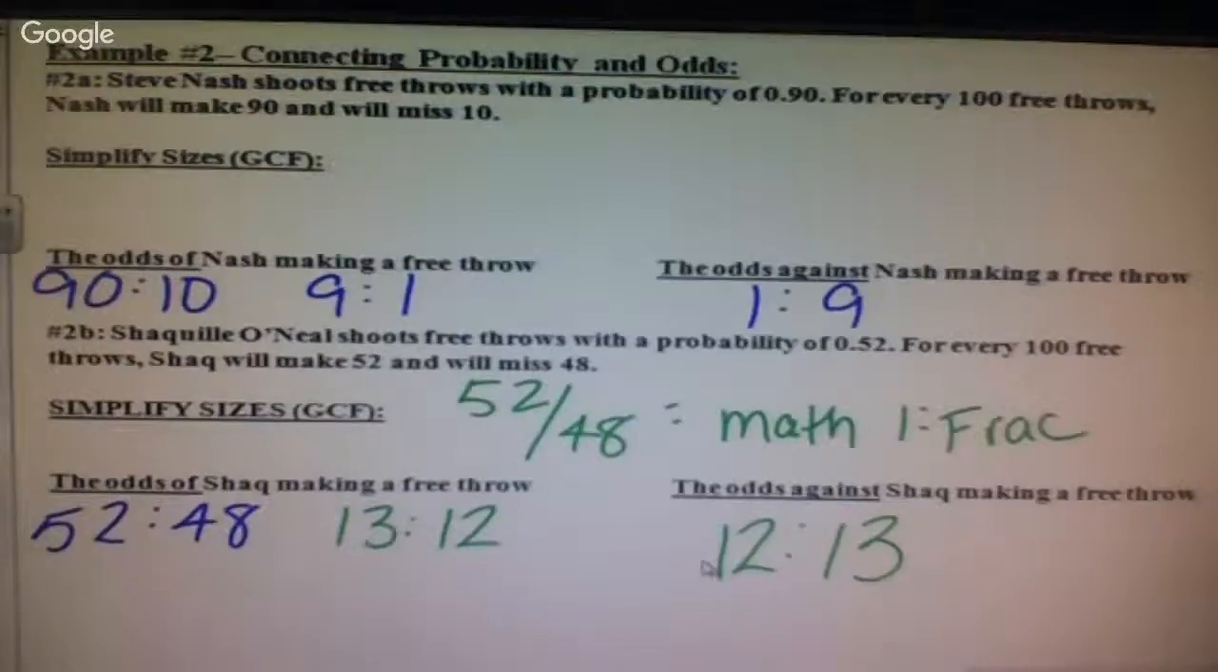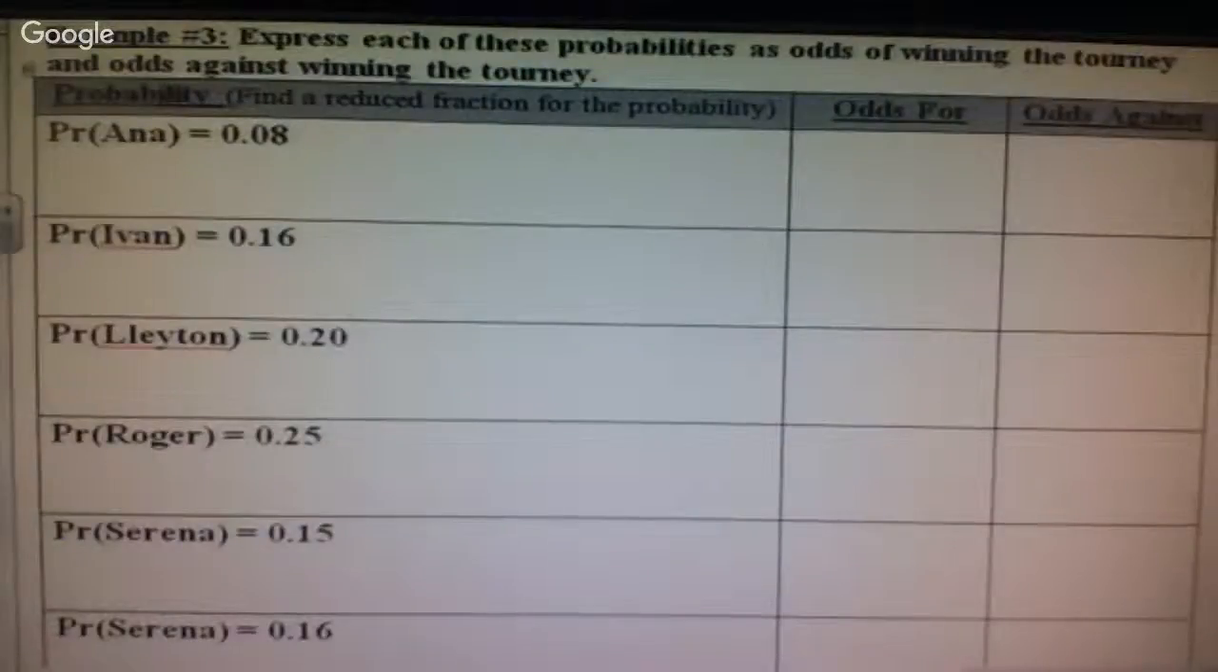If we don't reduce it on the test, we won't mark it off. If we don't reduce it? Yes. If it is not reduced on your test, you will lose points. Not all points, but you will lose points for not reducing. Okay. I thought you were throwing something bigger.